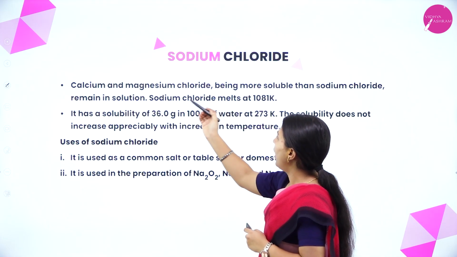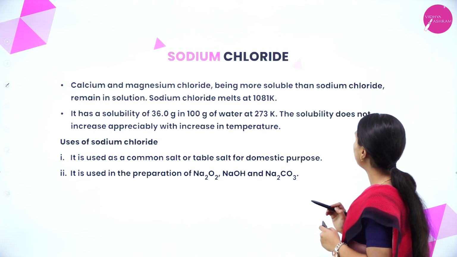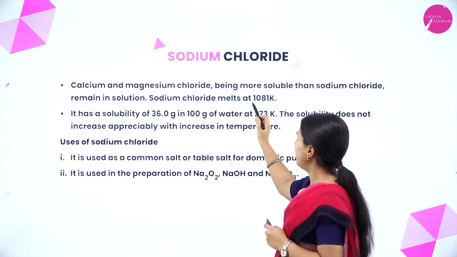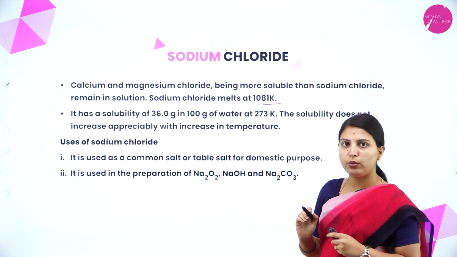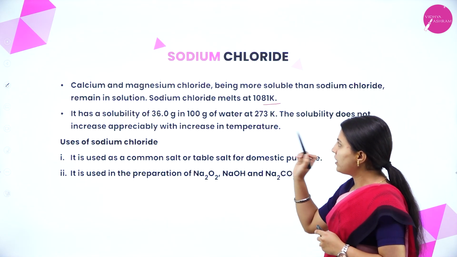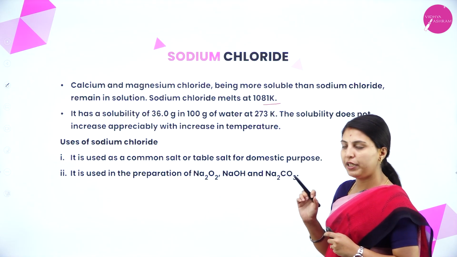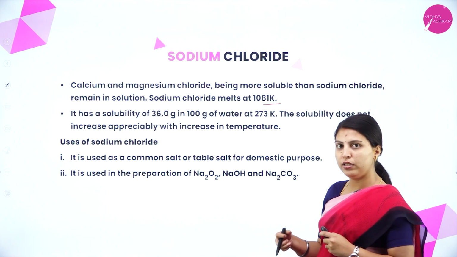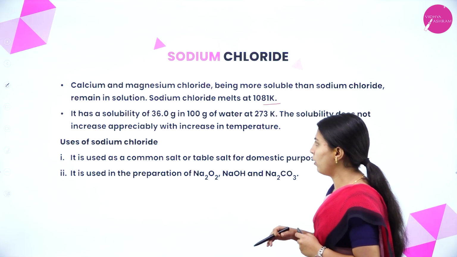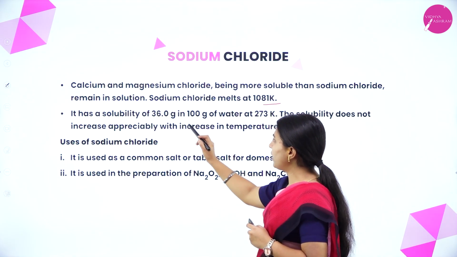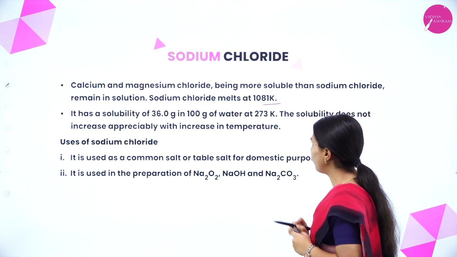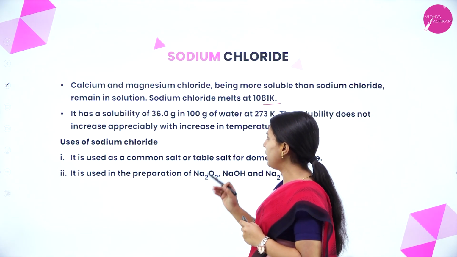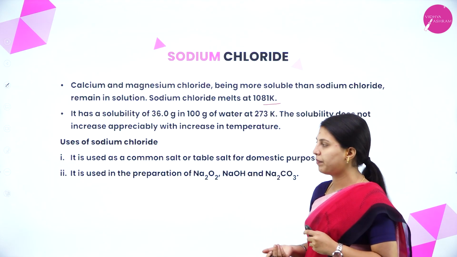Calcium and magnesium chloride, being more soluble than sodium chloride, remain in solution. Sodium chloride melts at 1081 Kelvin. Calcium and magnesium chloride being more soluble than sodium chloride, that's why they will remain in solution, and the sodium chloride will separate out. It has a solubility of 36 gram in 100 gram of water at 273 Kelvin. The solubility does not increase appreciably with increase in temperature.